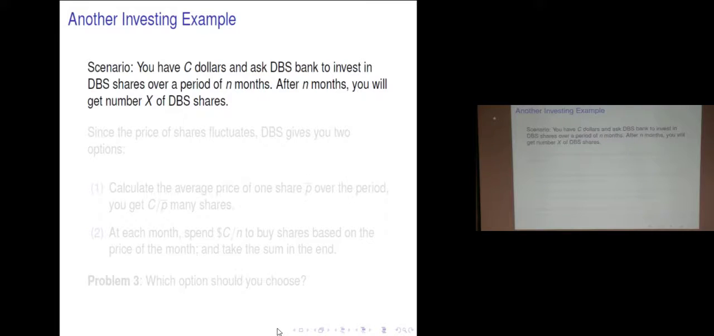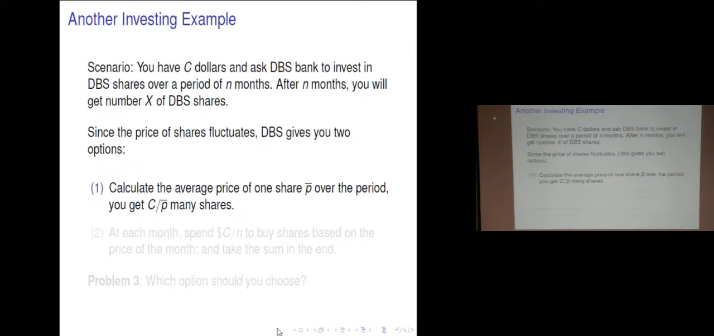So you have C dollars, you give it to the bank, and after n months, the bank returns to you a certain amount, X amount of shares. Now, the price of the shares fluctuates. So DBS will give you two options because the price goes up and down. There are several ways of calculating it.